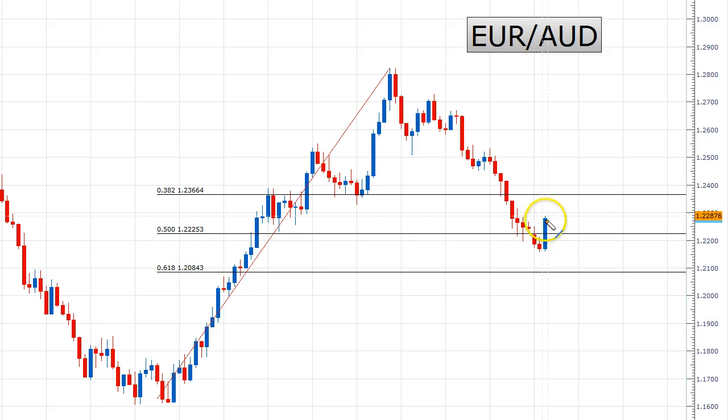I think it might continue all the way up to the 38.2. I'd be surprised if it did, but it could. But then if it turns back down, okay, then we're looking for shorts again.